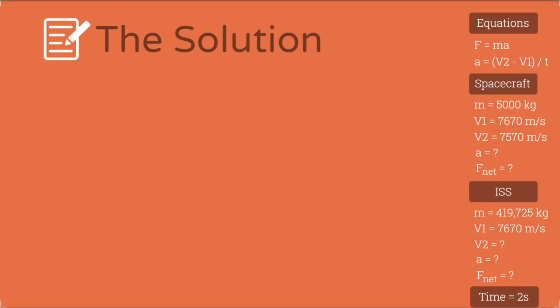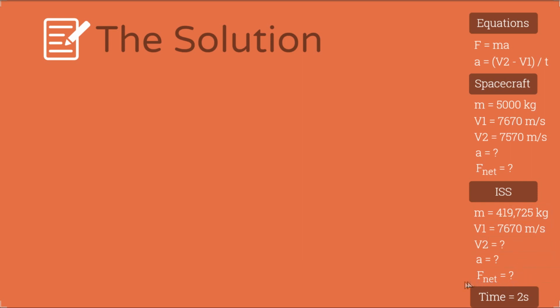So how do we approach this first? Well, we know we want v2, so we can use this equation to find v2. However, we don't know the acceleration of the ISS, which we need in order to find v2. Okay, how can we get the acceleration? Well, we can use this equation. We also need mass and the force. Okay, we have the mass of the ISS, but we don't have the force. Unfortunately, that's all we can do with the ISS.